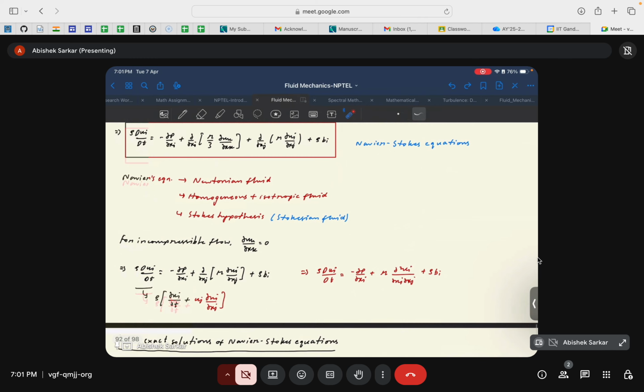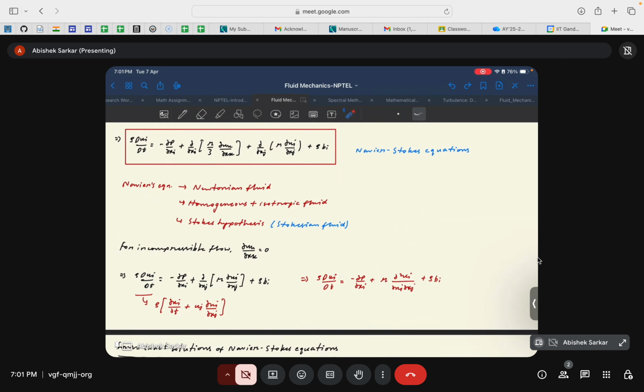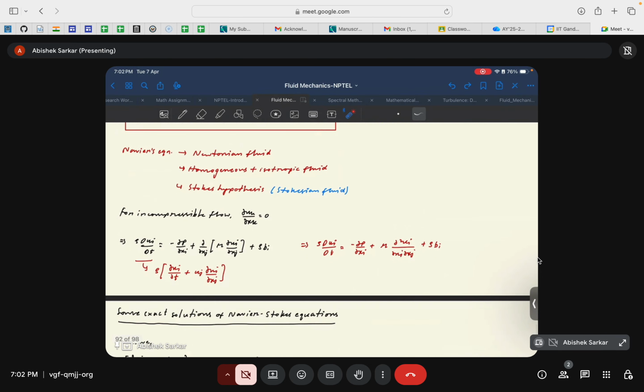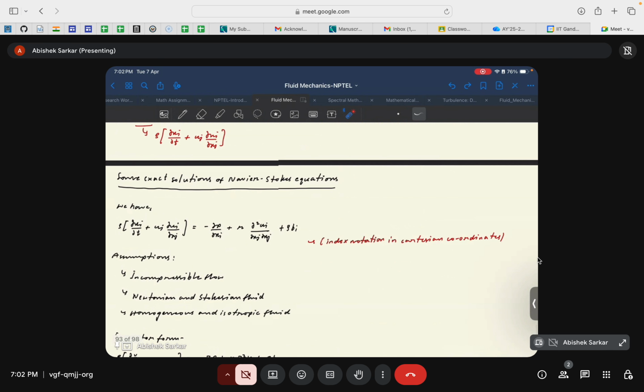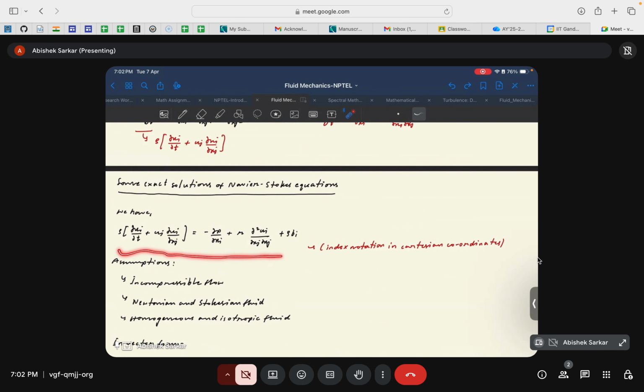Then this form of the equation is reduced to this form: rho times Dui by Dt equal to minus ∂p by ∂xi plus ∂ by ∂xj of mu times ∂ui by ∂xj plus rho bi. Now if you consider mu to be independent, it is already considered independent, it becomes mu times ∂²ui by ∂xj². Okay, which is basically this form, the famous Navier-Stokes equation that every one of us knows beforehand.